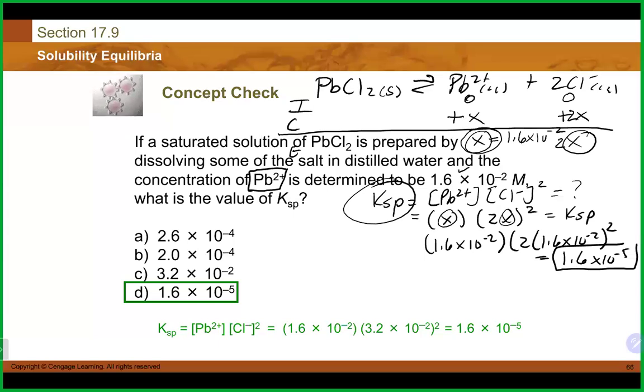So you could use an ice table like we did here, and basically substitute in the value of X since you already know what it is, and you could get the KSP. You could also do a question like, what is the solubility of this? And you could do it just like we did before. Questions on that? All right.